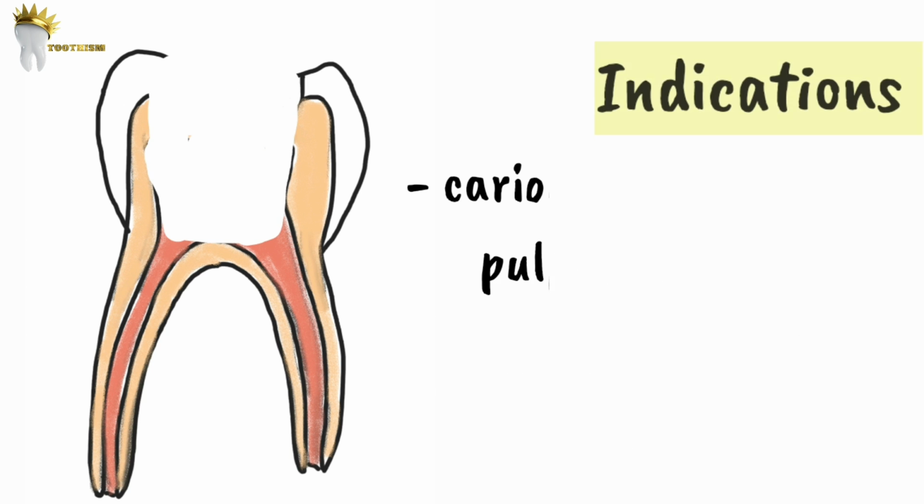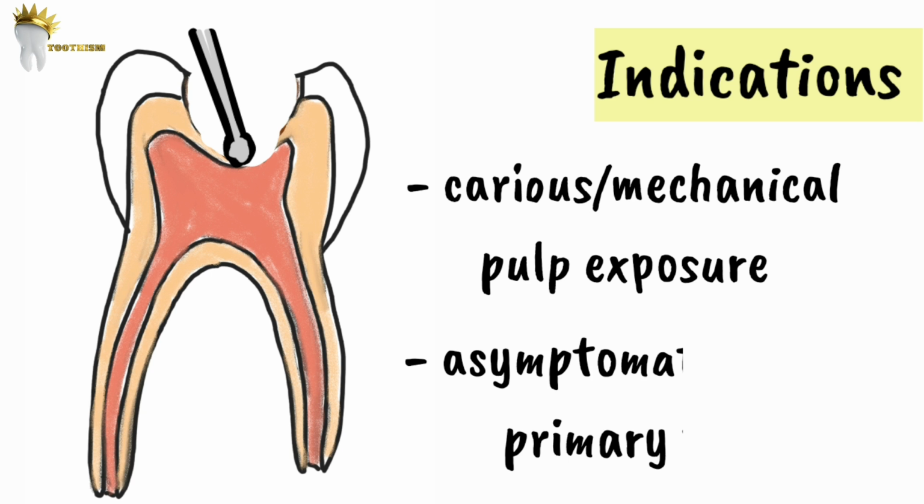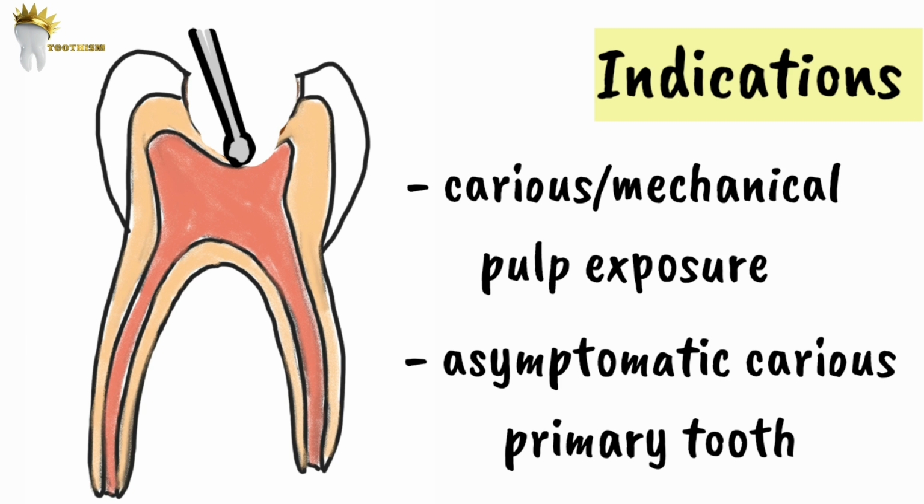Moving on to the indications. The first indication is pulp exposure due to a large caries lesion, or it can also be a mechanical pulp exposure. Second is an asymptomatic carious primary tooth. And one of the most important things is the type of hemorrhage at the exposure site. It should be bright red and it should be a controlled one. We'll see how to do hemorrhage control once I start talking about the procedure in detail.